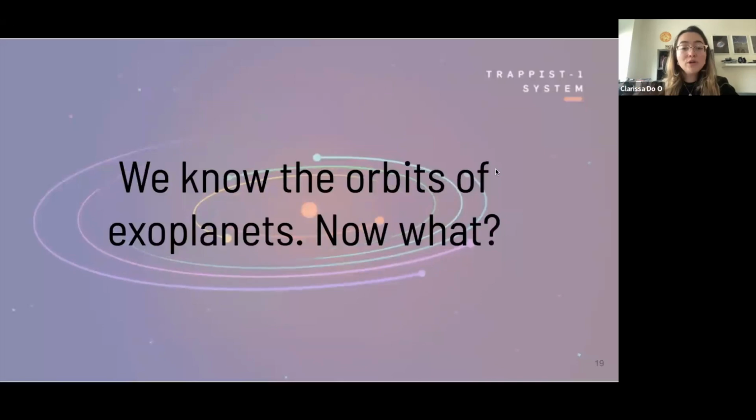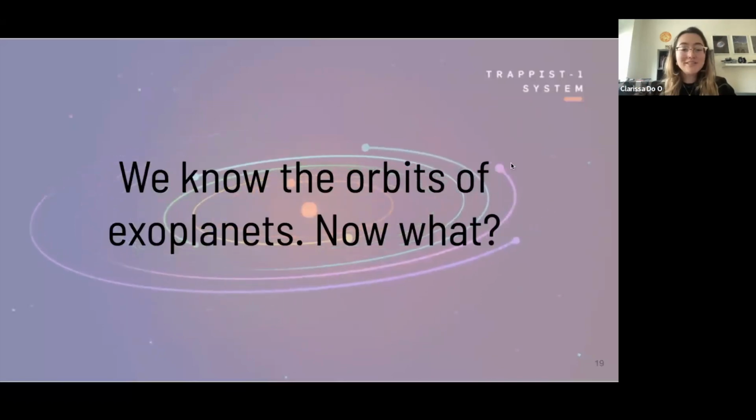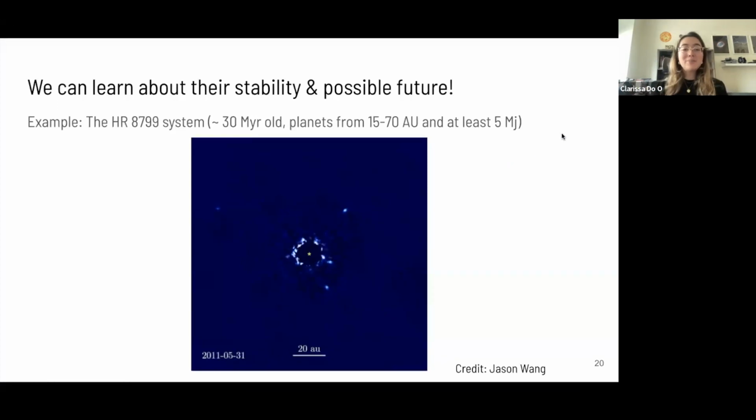Okay, so we know the orbits of these planets. And now what? What do we do with that? One interesting thing we can do is learn about their stability and possible future. I said we would go back to the HR 8799 system because it really is the poster child of direct imaging for exoplanets. It is a very special system.